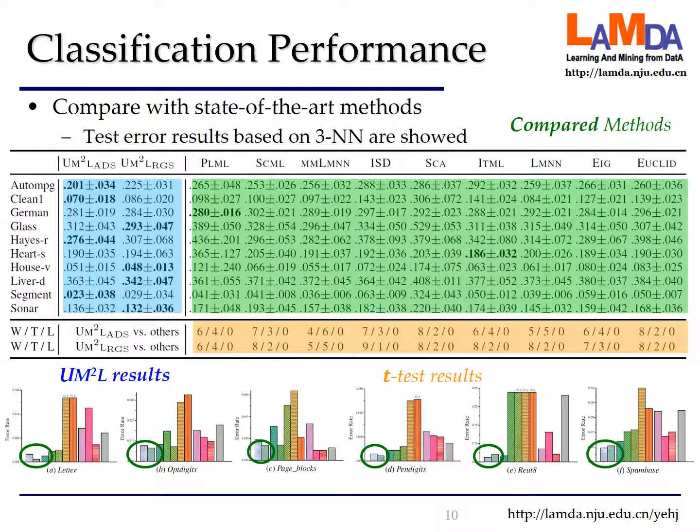Besides, as a metric learning method, it can achieve better classification performance with the learned metrics using 3 nearest neighbors, compared with state-of-the-art metric learning methods on different scales of datasets.